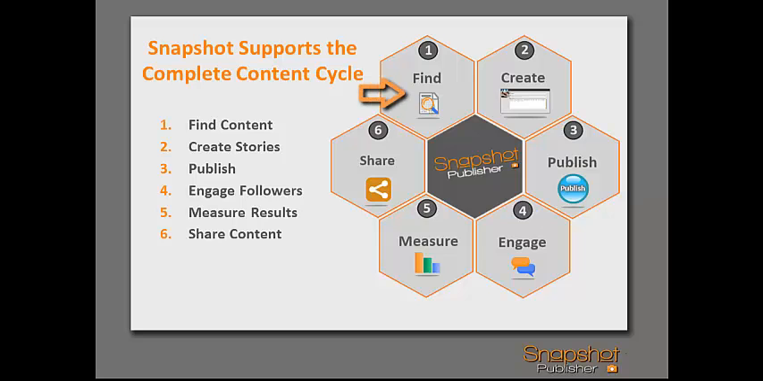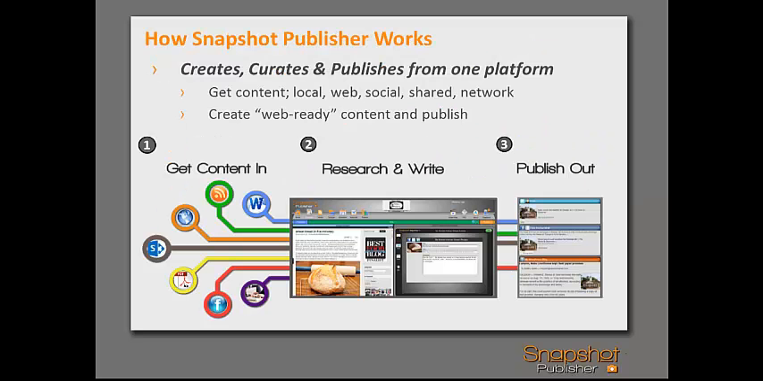First, it helps you find new content, categorize it, and then you can use that content to create new stories and posts. Then you can publish and schedule those, engage with followers, measure results, and even share content with other users. Now let's take a look at how Snapshot Publisher works.